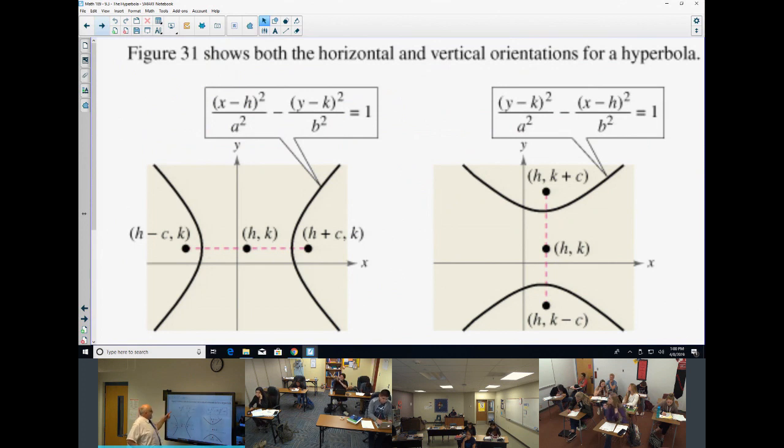When the x is first, when it's x squared minus y squared, the hyperbola opens left and right, or horizontally. When the y squared is first, then it opens up and down, or vertically.